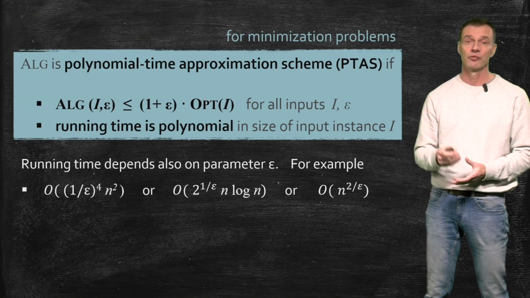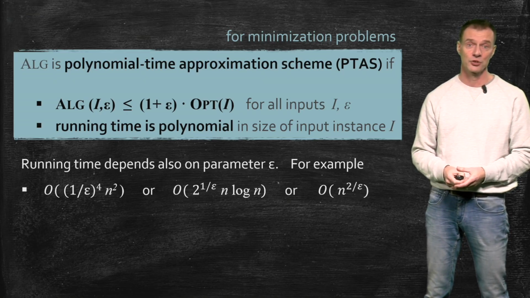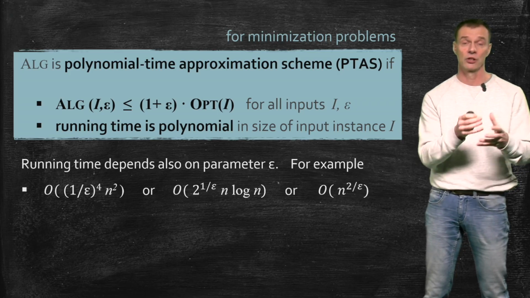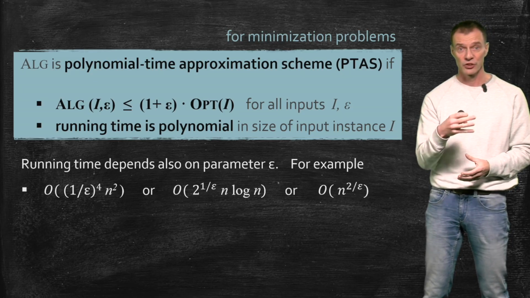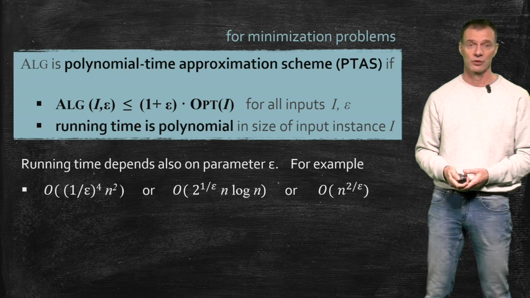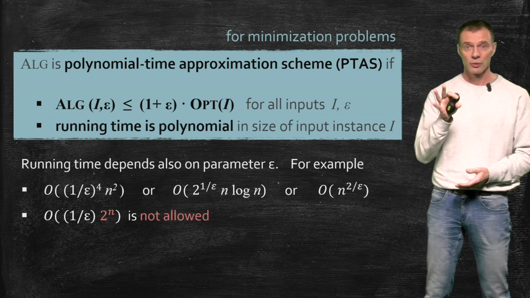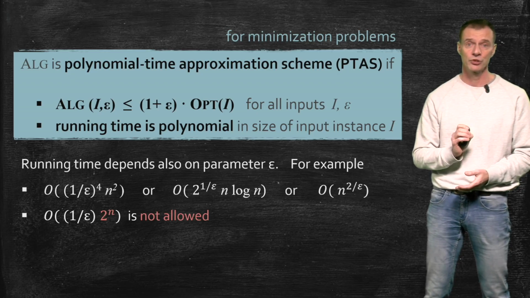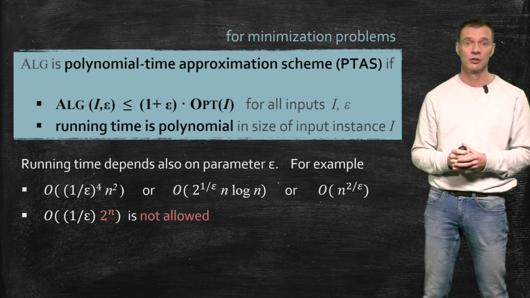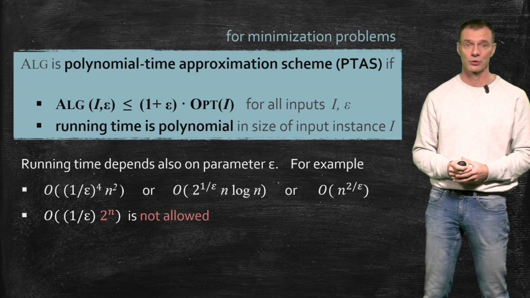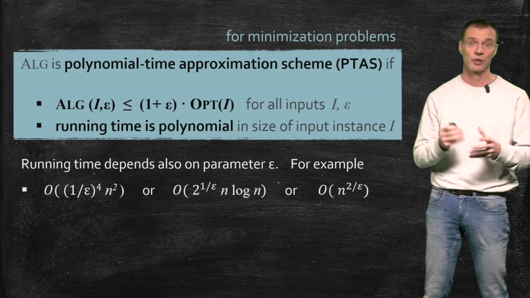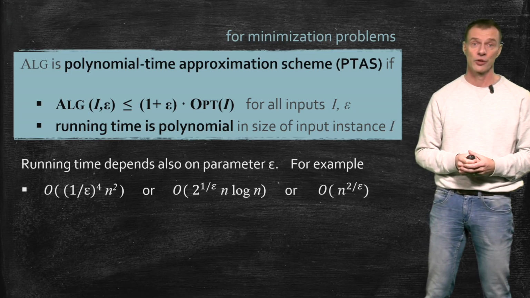So here you see various possible running times, and as you see, if I denote the size of the input by n, then the running time is a function of this n, and the dependency on this n should be polynomial, but it also depends on this epsilon. Okay, note that the dependency on n, the size of the input, should be polynomial. So something like you see here, where there's a 2 to the power n, which is exponential in n, is not allowed. Okay, so these 3 running times, they are simply polynomial in n, and so they are fine.